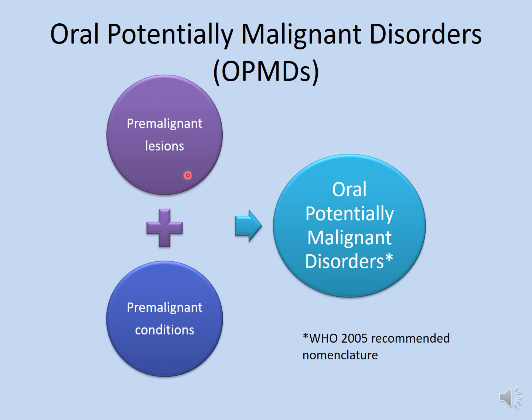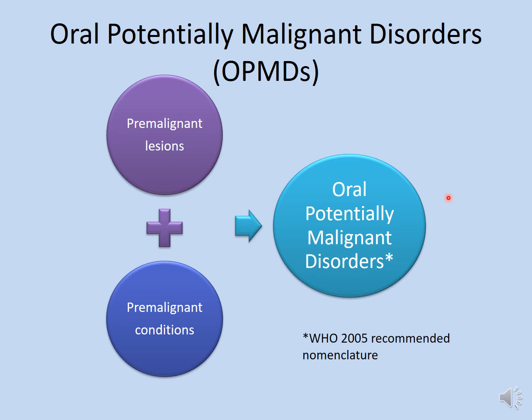So what the WHO did is, instead of having these two categories, they merged them together. If a person has any of these disorders, whether they are specific lesions or the overall condition of the body, then it is called oral potentially malignant disorder, which means that this person has a high risk of developing oral cancer at some point.